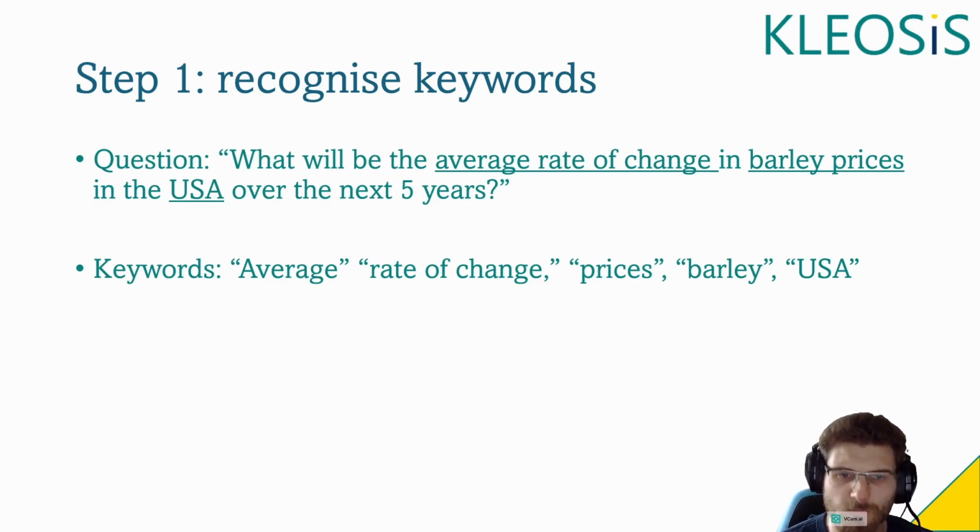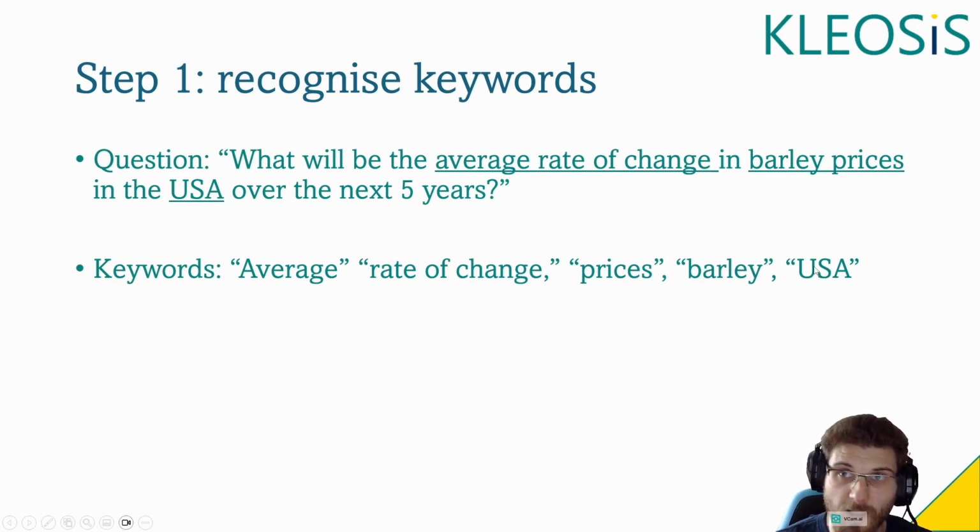So for our question, what will be the average rate of change in barley prices in the USA over the next 5 years? When I look at that, I can see 5 keywords. Maybe there's more, maybe you can combine some for something interesting, but for me it's 5. The first one I see is average, which is a statistical word, and then rate of change, which is a specific measure of what we want, and actually maybe even average rate of change is interesting in itself. The next word is prices, so I know we want some price data. Next is barley, so we want barley prices specifically. And then the final keyword is the USA.